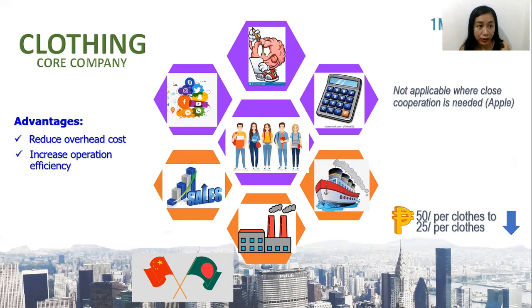For example, after a successful campaign, the demand becomes higher. If your company only owns a small factory, you're unable to produce the product. Whereas if you outsource this to a specialized or a big manufacturing company, you can. Though this structure is advantageous, it is not applicable to all businesses where value creating is intact. It needs a closer cooperation, like companies such as Apple.